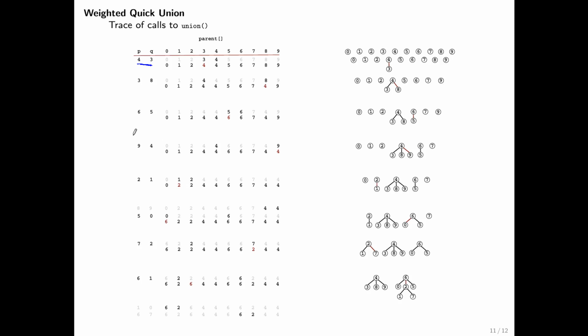Okay, let's take another example. The input is 3, 8. So who's 3's parent? Well, it's 4 from the array, and you can also see that here 3's parent is 4. And who's 8's parent? Well, it's 8, right? So you can check that from the array. And what is the size of the tree that 3 belongs to and the tree that 8 belongs to? Well, 3 belongs to a tree that has 2 elements. It has a size of 2. And 8 belongs to a tree that just has 1 element.